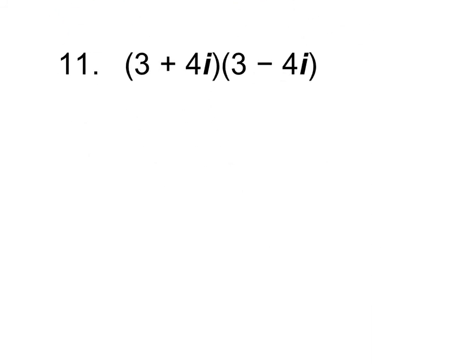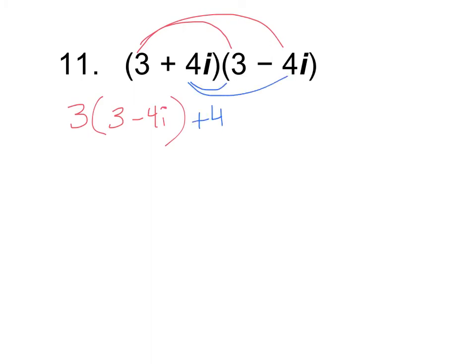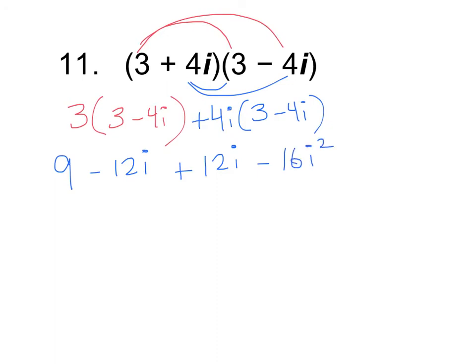Now the same concept, you need to multiply the 3 by the 3 and the negative 4i. And then you need to multiply the 4i by the same thing. So 3 times 3, that would be a 9, minus 12i. And then 4i times 3, that's going to give me a 12i, minus 16i squared. Combine like terms, these cancel out. You're left with 9 minus 16i squared.